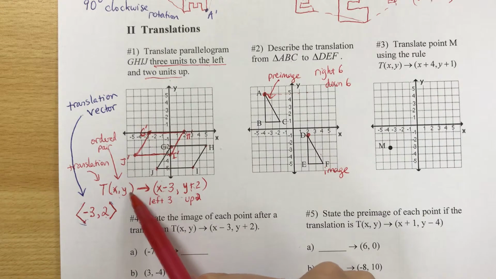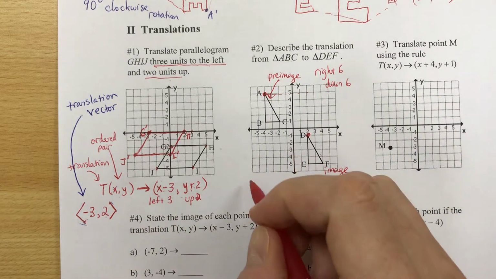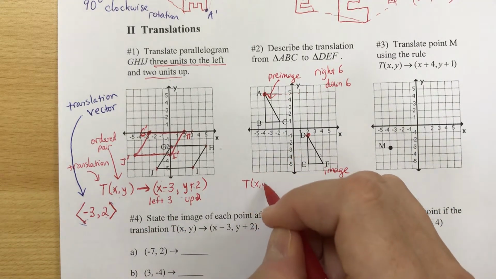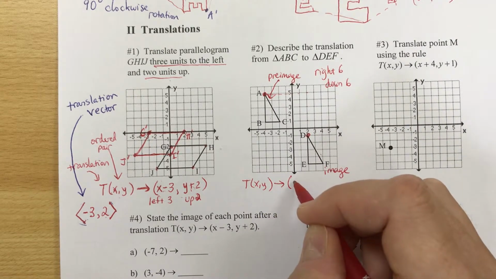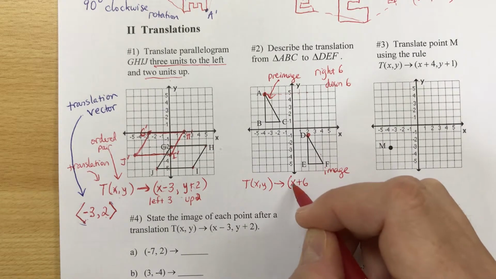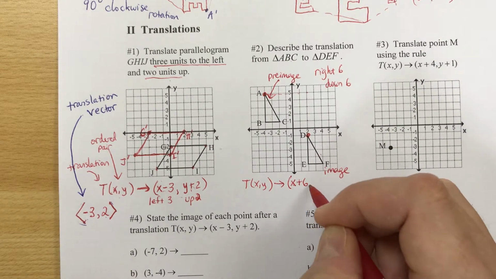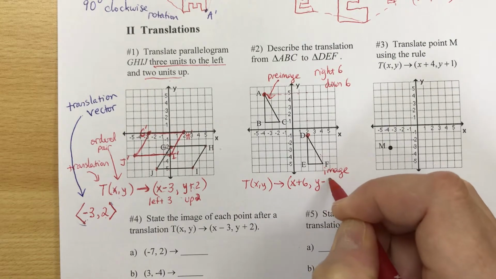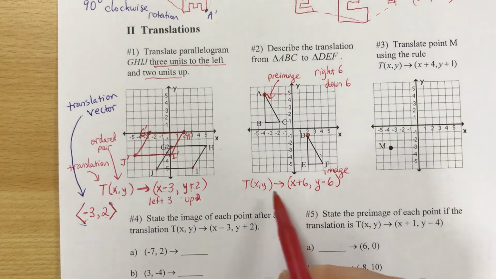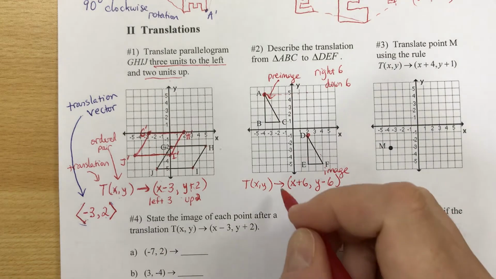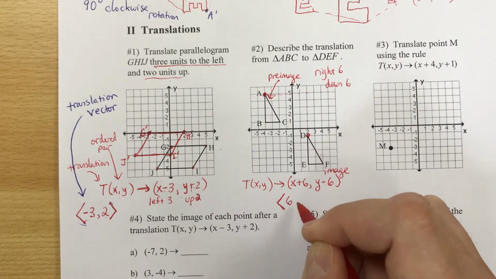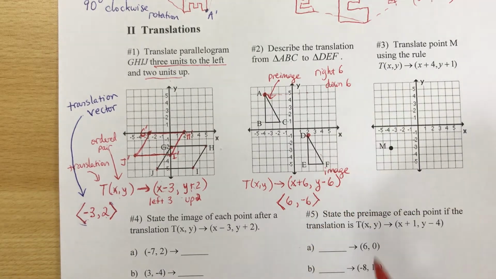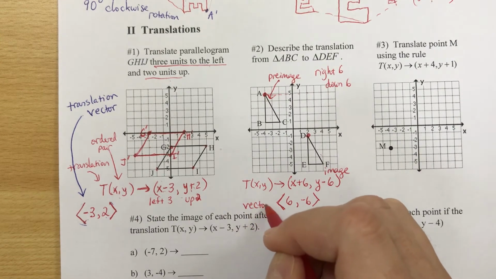Now, if we use the translation symbols, we would say the translation of x comma y, each ordered pair changes. We go right 6, which is positive, so that's x plus 6. Take each x value, add 6. To go down is y minus 6. So that we can write it this way, or if we use the translation vector, we would do the bracket, 6 comma negative 6. That's going to be a faster way of writing it. So this would be the vector, the translation vector.